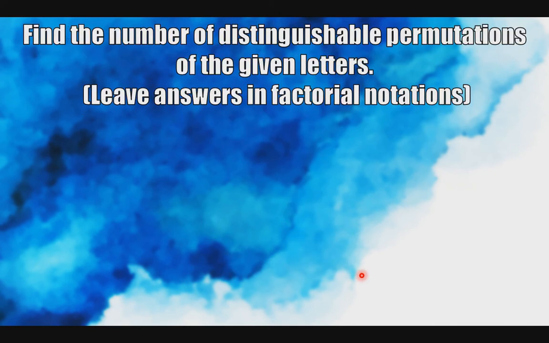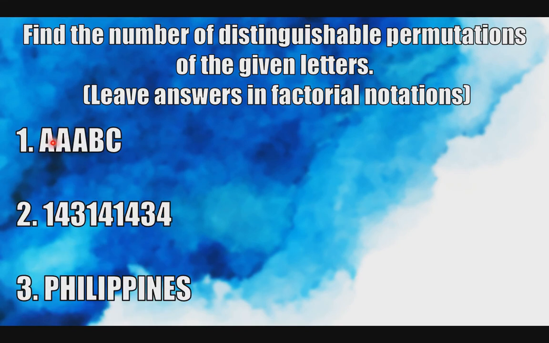So ngayon, find the number of distinguishable permutation of given letters. Leave the answer in factorial notation. So dito meron tayong tatlong A, isang B, isang C. At ilang elements lahat? 5 po. Kaya ang magiging itsura ng numerator is 5 factorial kasi 5 po ito. At saan galing tong 3 factorial? Dito po yun sa tatlong A. Ang 1 factorial galing sa B at ang 1 factorial ay galing sa C. So basically, ang 1 factorial is equal to 1, 'di ba? So kahit hindi na natin sila isama sa mga susunod na slide natin.